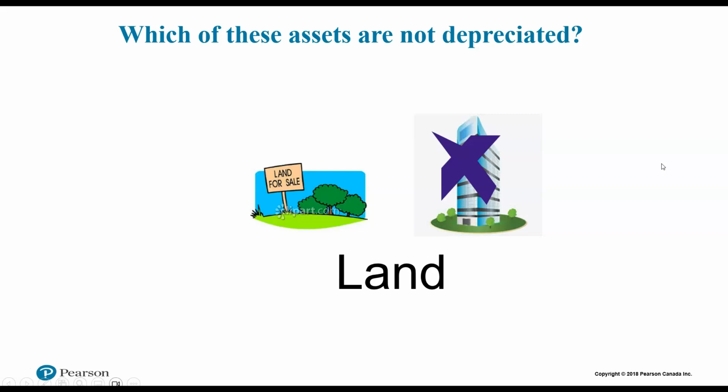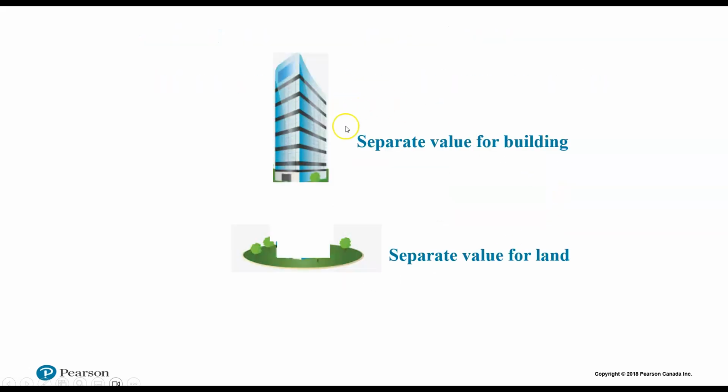Hopefully, you said land. Now, the crux of this video is that when you buy a building, it's on top of land. And we need to separate those values because we need a value for the land, the amount that will not be depreciated, whereas your building account will have a defined useful life and need depreciation.